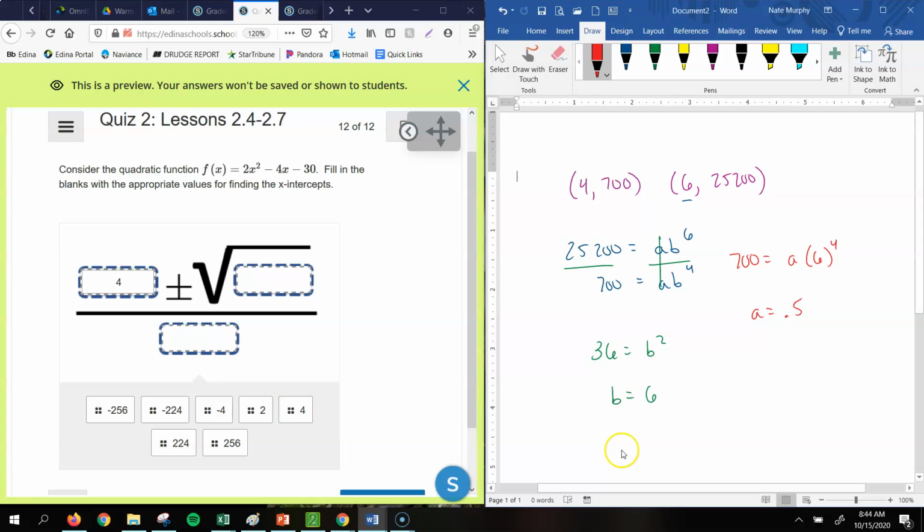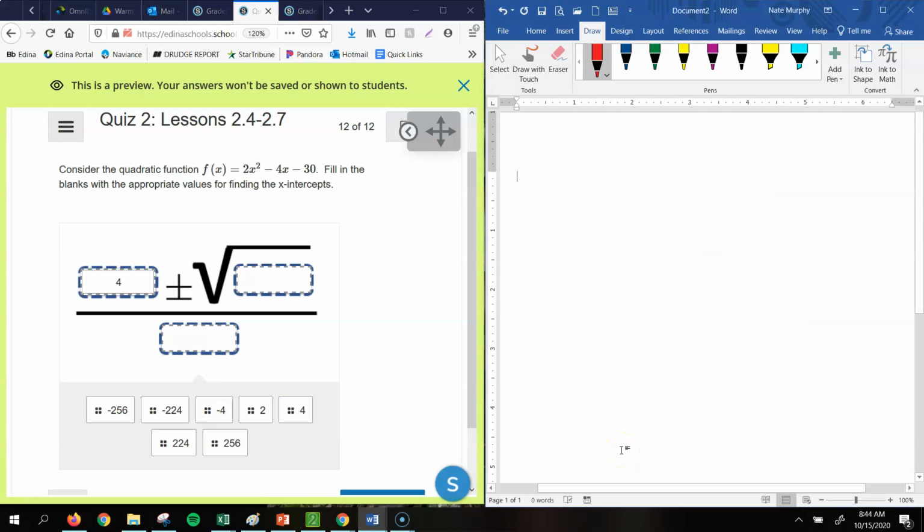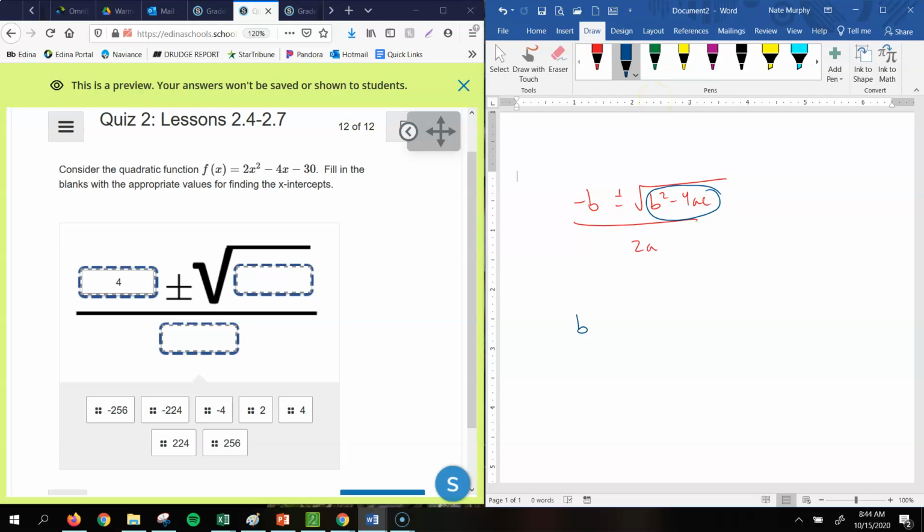Now we're going to have to do a little bit of work here. We have to simplify what's underneath the root. So it's the opposite of b plus or minus the square root of b squared minus 4ac, all over 2a. What we want to figure out right now is what goes underneath the root, the b squared minus 4ac. b in this situation, like we said, is negative 4. So we're going to have negative 4 squared minus 4 times a, which is 2, times c, and c is negative 30. When you do this, you end up getting 256 as your answer.